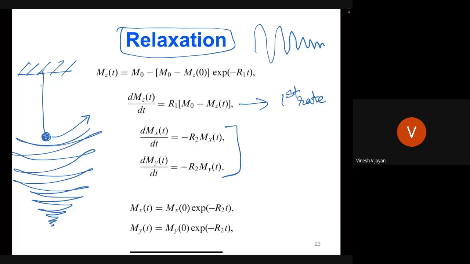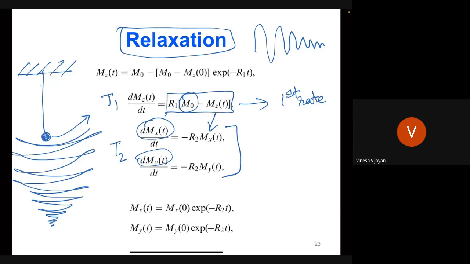As you're able to see, the rate of decay of the X and Y transverse magnetization depends upon the concentration or the length of the vector in the transverse plane. On the other hand, the recovery of the longitudinal magnetization is based on the deviation from the equilibrium magnetization, which is given as M0. So these two are characterized by different time scales, and therefore the longitudinal magnetization is characterized by T1, while the transverse magnetization relaxation time is characterized by T2.